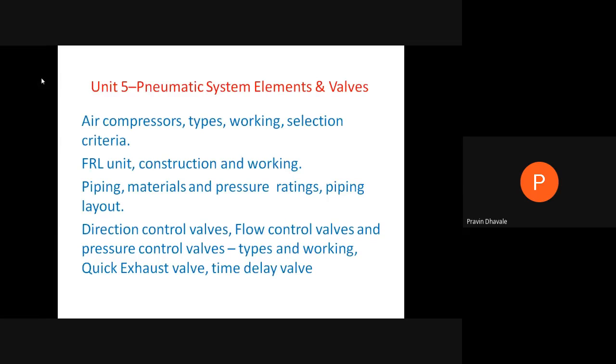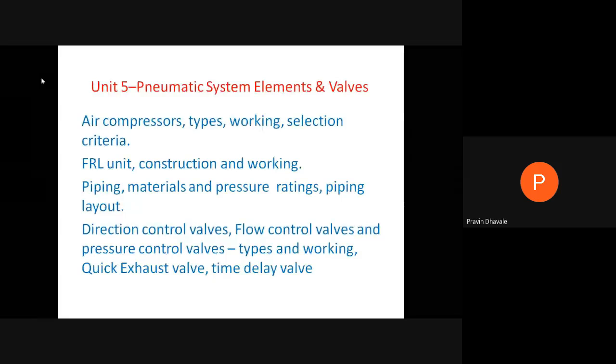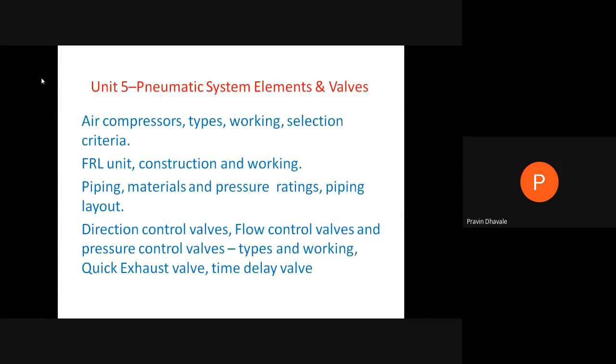In today's lecture, we will cover one element, that is the FRL unit, its construction and its working. F for filter, R for pressure regulator and L for lubrication. Means there are three devices which are combinedly called an FRL unit. We will see in details.